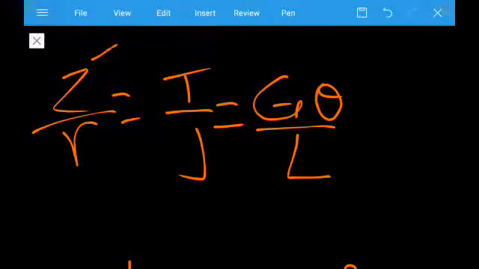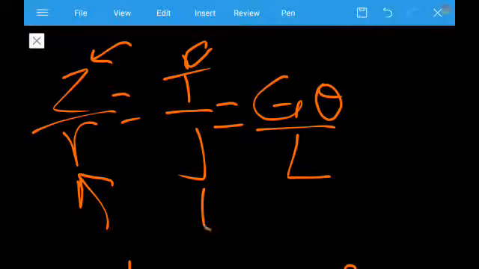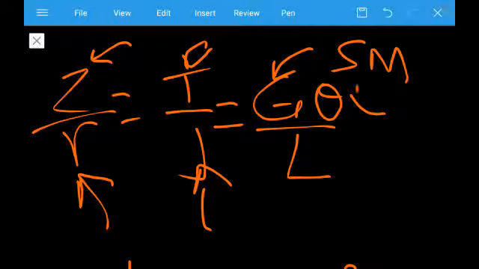Here tau is the shear stress, r is the radius or distance from the center of shaft, T is the torque, J is the polar moment of inertia, G is the shear modulus, theta is the angle of twist, L is the length of shaft.